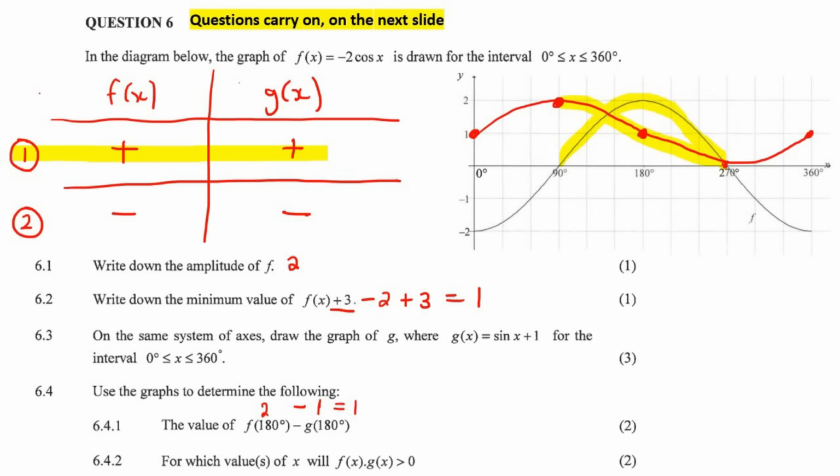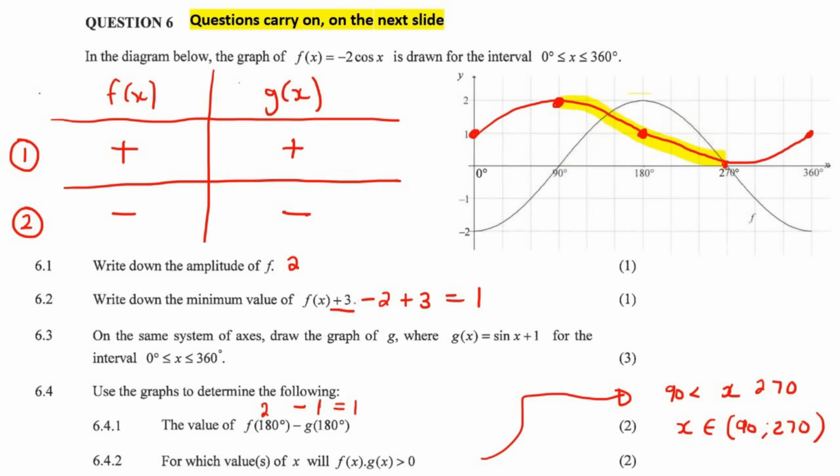So let's write the answer over here. We could say x is bigger than 90. We're not going to include the 90 because they didn't put a bigger than or equal to sign. Okay, so we're going to say from 90 up to 270. If you prefer to use interval notation, you could say x is an element from 90 up to 270, like that.